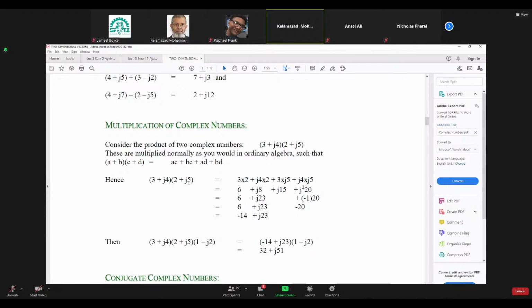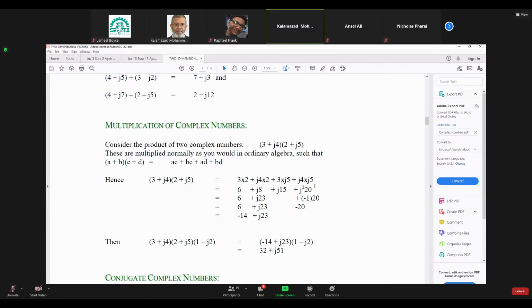j4 multiplied by 2 plus j5, you have to multiply everything. So 3 by 2, 3 by j5, j4 by 2, j4 by j5. Okay, so how does that work? 3 by 2 is going to give us 6. j4 by 2 is going to give us j8. 3 by j5 will give us j15. And then j4 by j5 will give us j squared by 20.